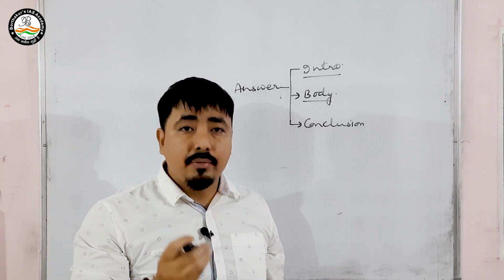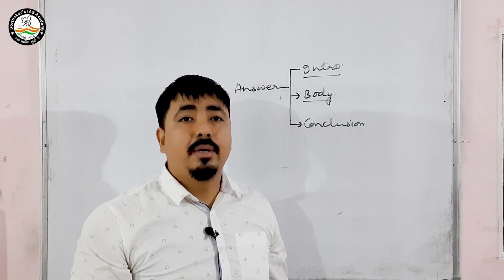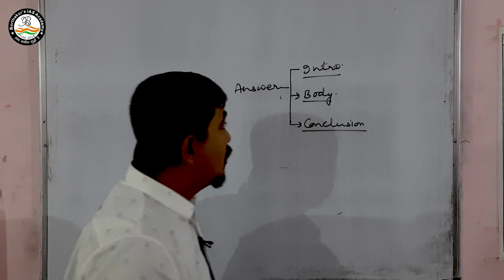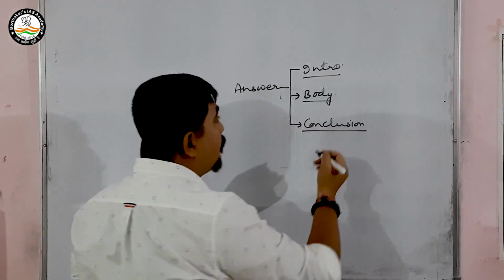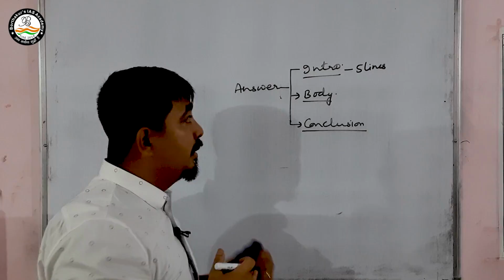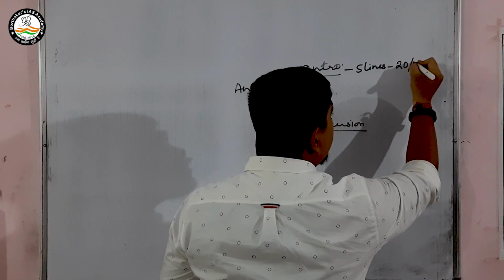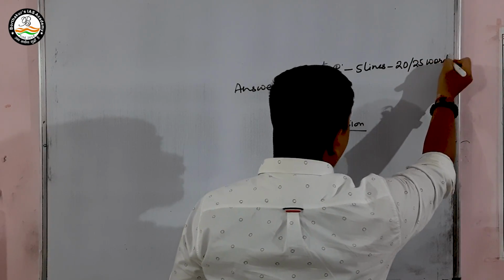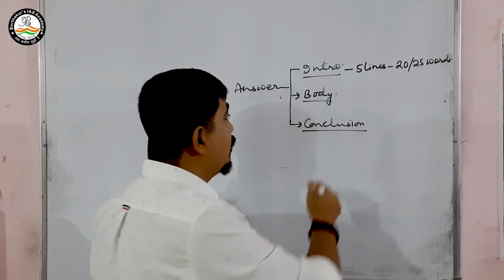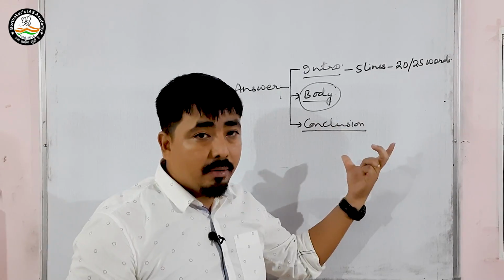In your body part you can use a flowchart and make it much more attractive. I will give you a live demonstration of how to get the maximum amount of marks. Then it should have a proper conclusion. What we suggest is that your intro should be completed within 5 lines, or you should use 20 to 25 words. The maximum word content should be included in the body part. Most of the things that are being asked in the question should be included in the body part.